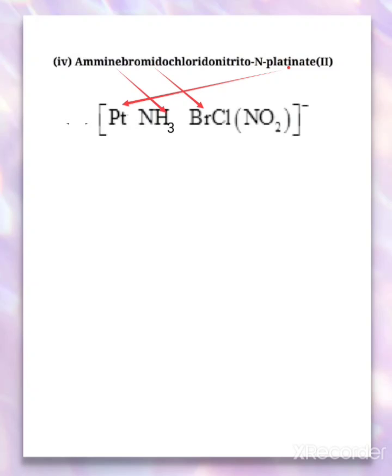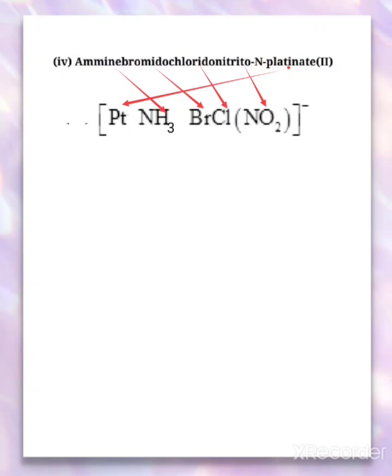Next, bromido, the symbol is Br. Here also no prefix. Dibromido, tribromido, that is not given. It is only given bromido, that means it is a single Br. Similarly, we have chlorido. We will be writing the symbol Cl. Then nitrito-N, that is the symbol NO2. That is the other ligand. So here 4 types of ligands are there, that is ammine, bromido, chlorido and nitrito-N. So we have given the symbols for each of these.